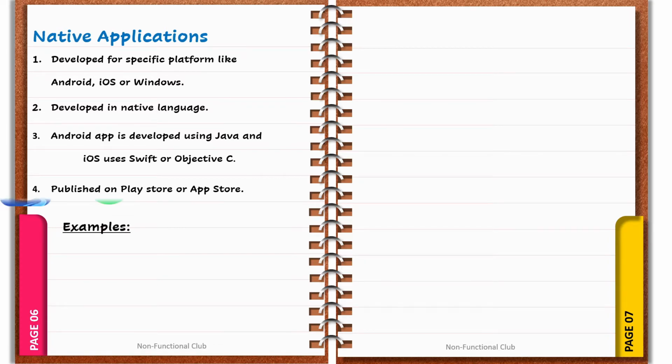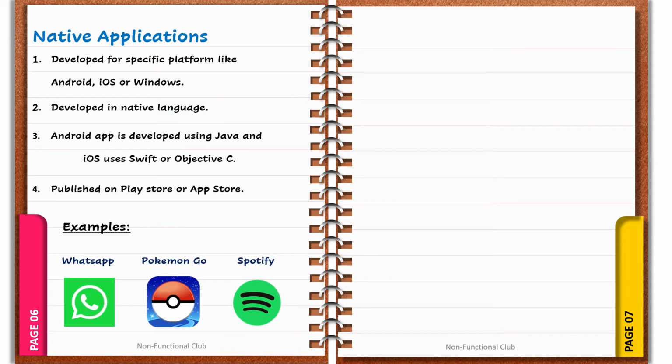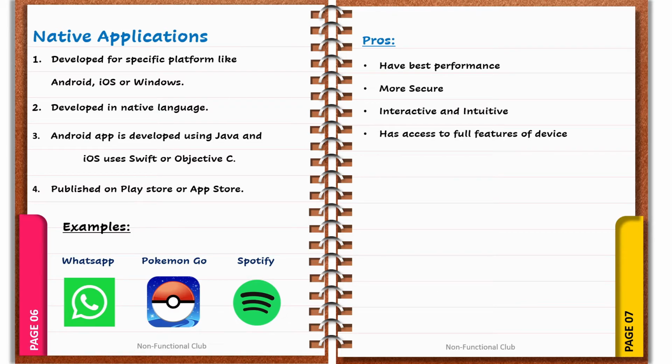Let's see few examples. So native applications are WhatsApp, Pokemon Go, and Spotify. Let's look into advantages of native applications. As these apps are developed using native language, they have best performance. These apps are more secure and reliable than hybrid or web apps. They can use any device feature or API. So these apps are well interactive and intuitive.